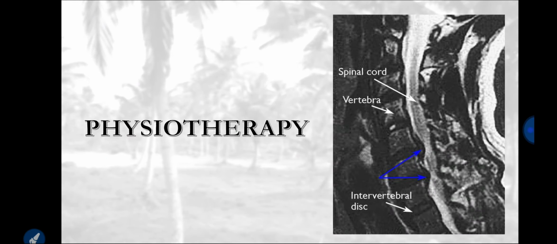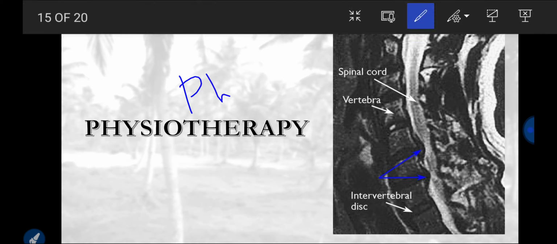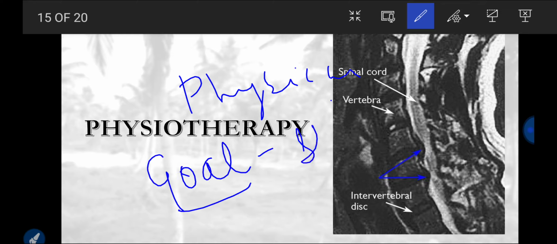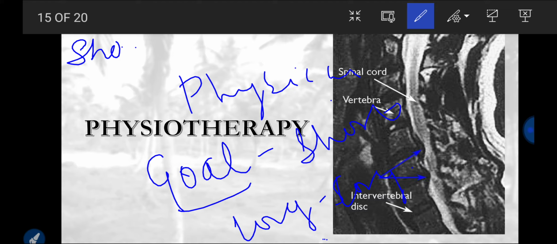Physiotherapy. The most important part is the treatment. In my point of view, first you set your goals. What are your goals for physiotherapy treatment? First you make short term goals, then long term goals. In the case of short term goals, you have one thing in mind.